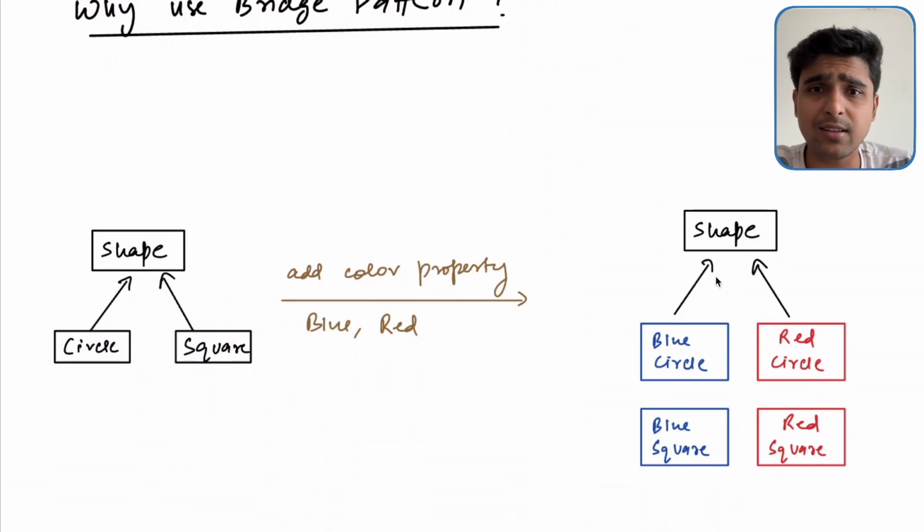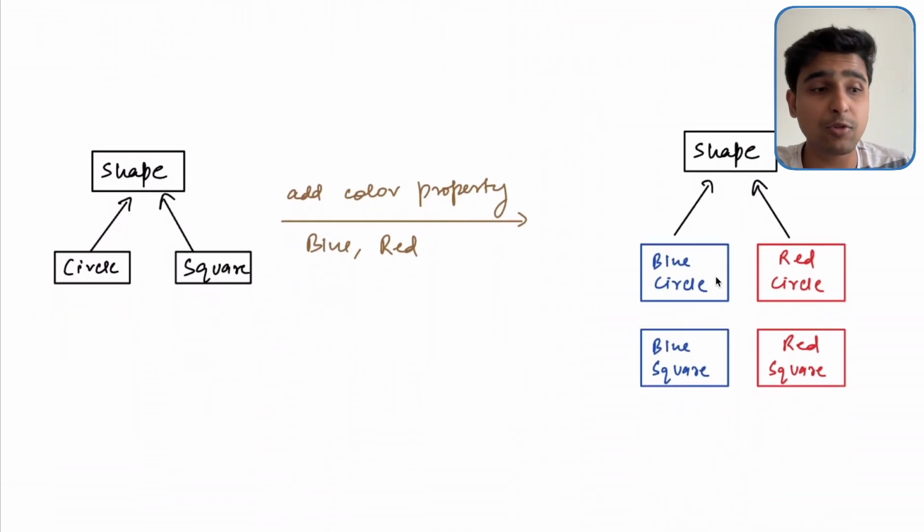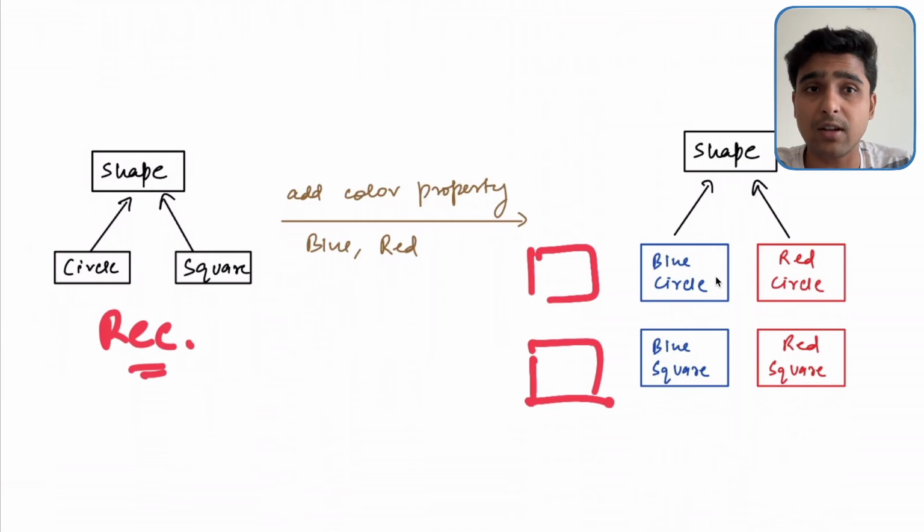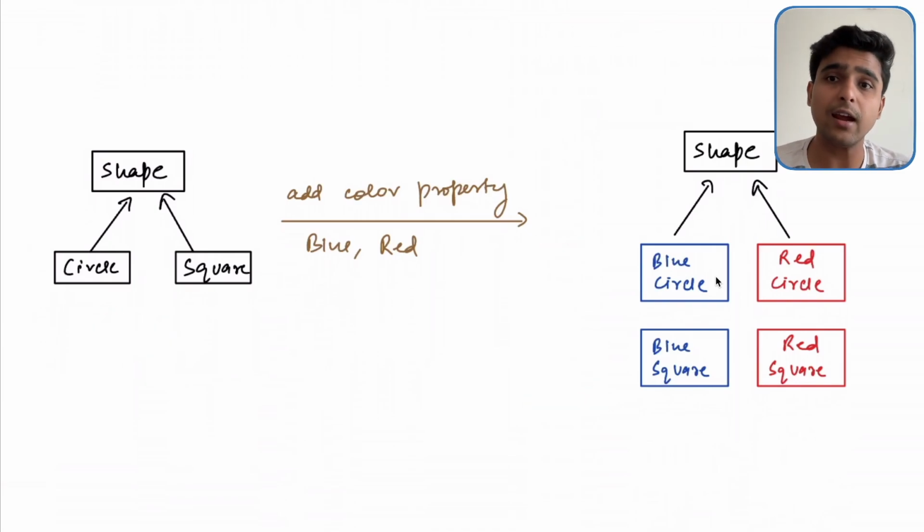Now we can see that there is an issue in this approach. Let's say if you want to add a new color, green, in future, you have to add two more classes for each shape. And if you want to add a new shape, for example, a rectangle, then you have to create two classes with each color. And as colors and shapes increase, your number of classes will also exponentially increase, and it's only two properties.